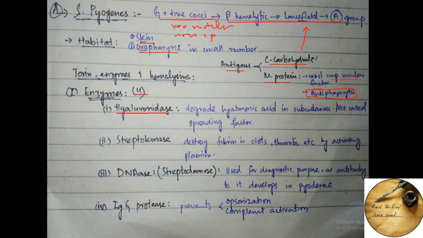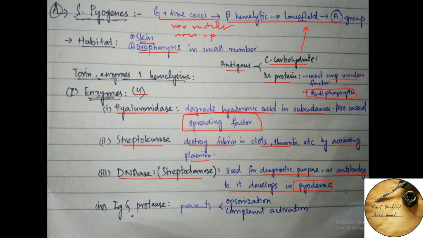Hyaluronidase degrades hyaluronic acid in the subcutaneous tissue and thus helps in the spreading of Streptococcus pyogenes. Hence, it is also called the spreading factor. Streptokinase destroys fibrin in clots by activating plasmin. The third one is streptodornase or DNase, mainly used for diagnostic purposes as antibody develops to it in pyoderma.